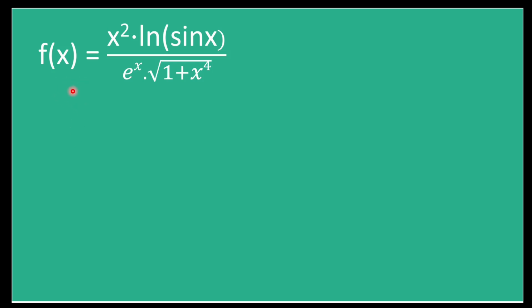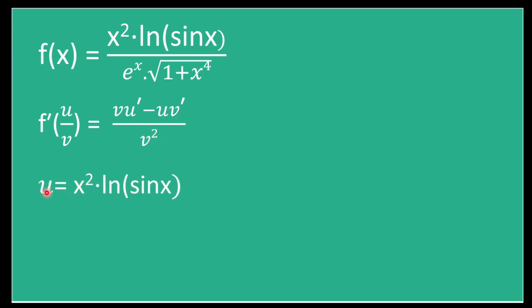Today we have this question and we have to differentiate it. So let's start the differentiation. We will use the quotient rule for the solution of this question, and according to the quotient rule, f'(u/v) equals (v u' minus u v') divided by v squared.